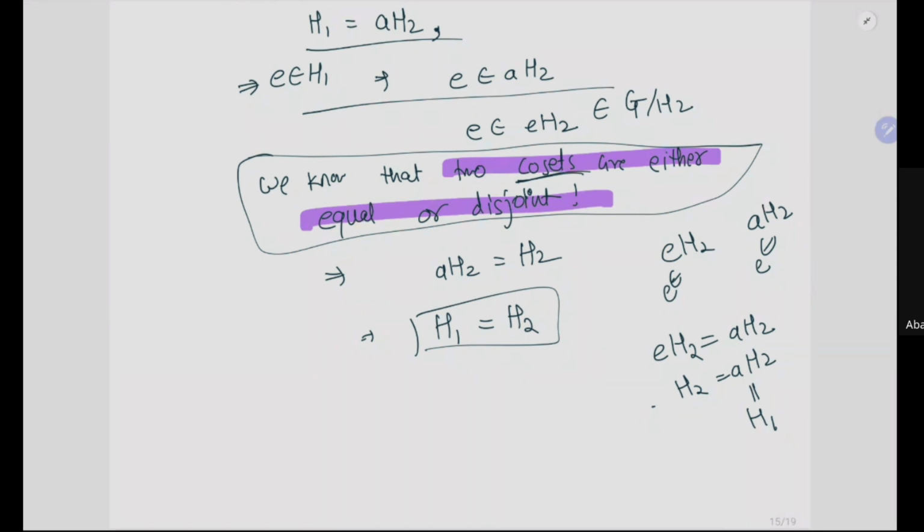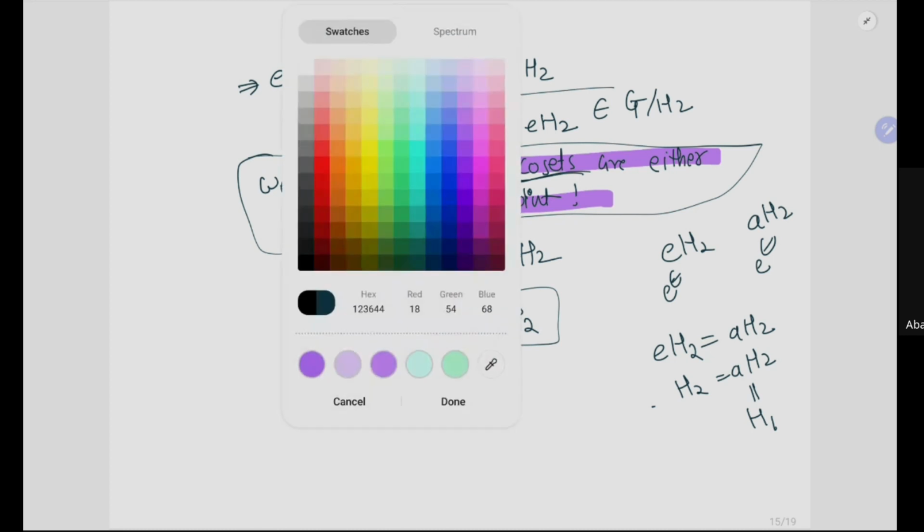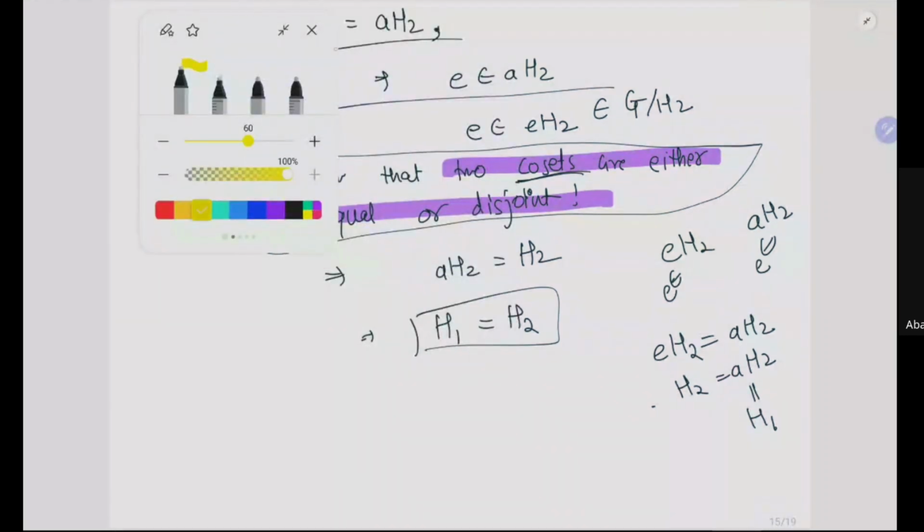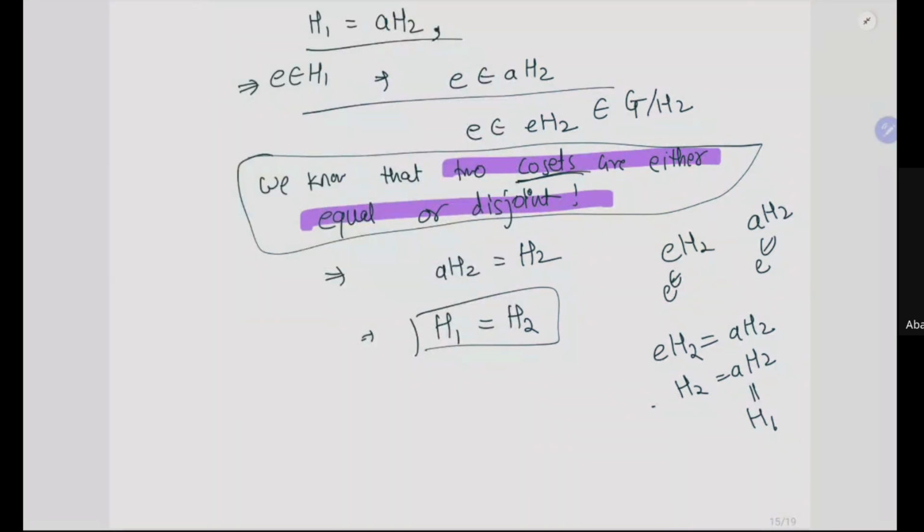Is this okay? Because there is an element which belongs to both the cosets, they become equal. Yes, ma'am. I got it.